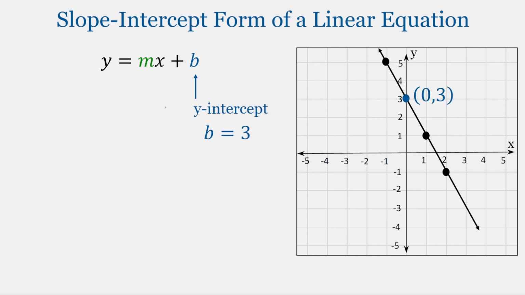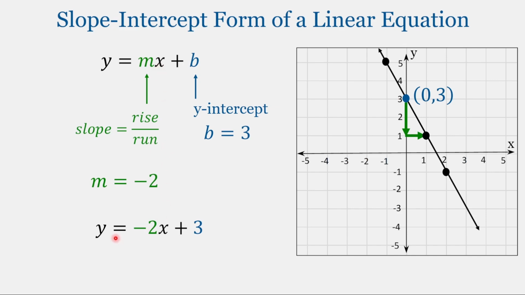In this case, we have a y-intercept of 3. This is the ordered pair (0, 3). Therefore, b is equal to 3. The slope is negative 2. To write the equation, we plug those values of m and b into this equation, giving us the equation y equal to negative 2x plus 3. We have successfully written an equation for a line with a slope of negative 2 and a y-intercept of 3, and this equation is in slope-intercept form.